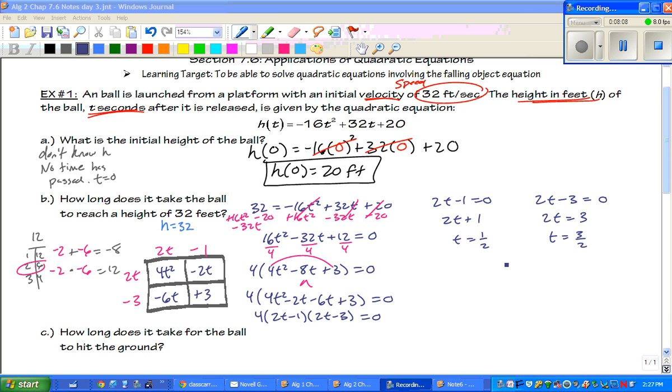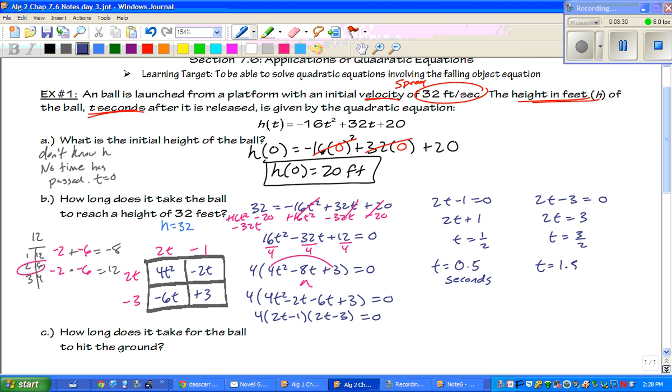Okay, now you should have gotten 1/2 and 3/2. Now, the key thing with time is we don't really say it was 1/2 or it was 3/2. We say exactly how much time it is. So for some of these, you are going to need to divide them out to figure out that it's 0.5 seconds or that it's 1.5 seconds, because we want to know the exact amount of time.